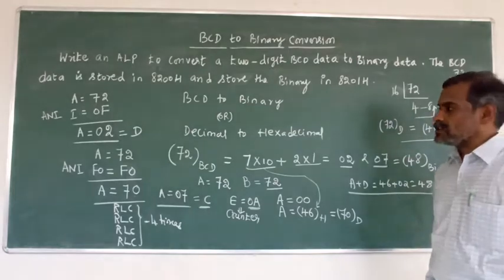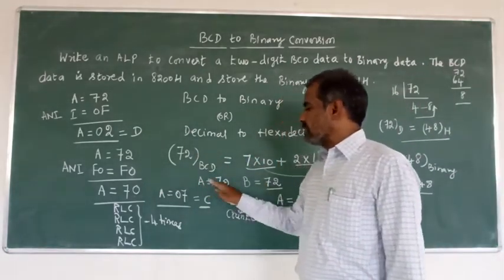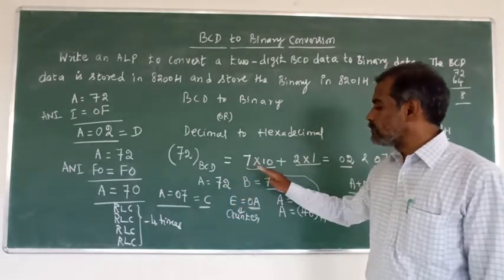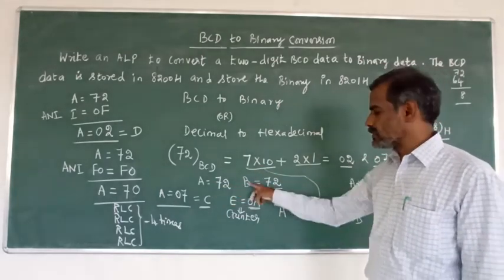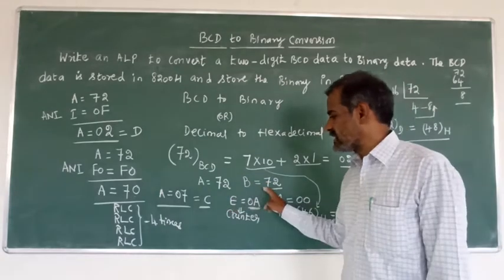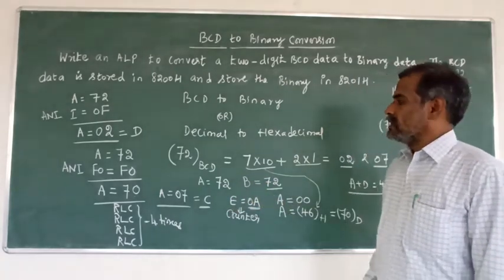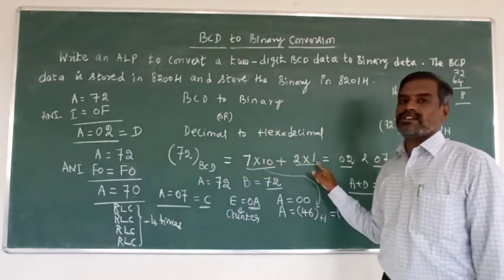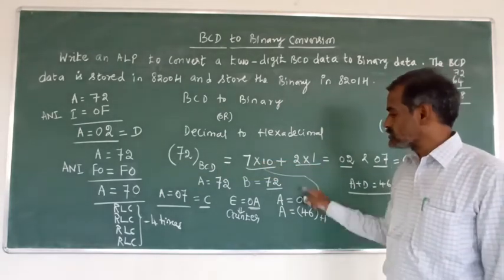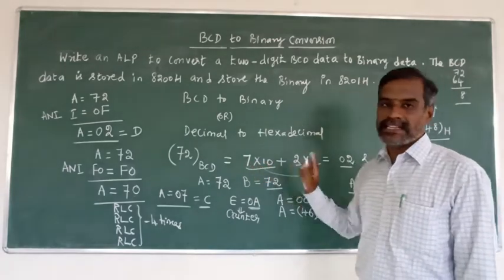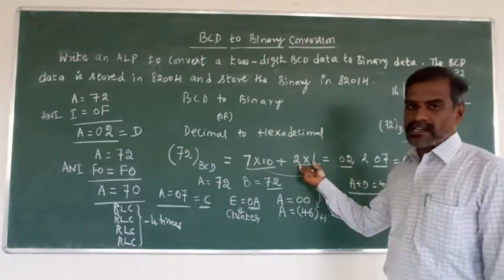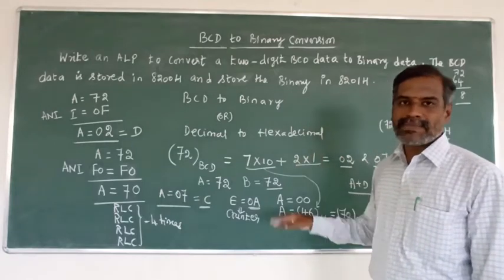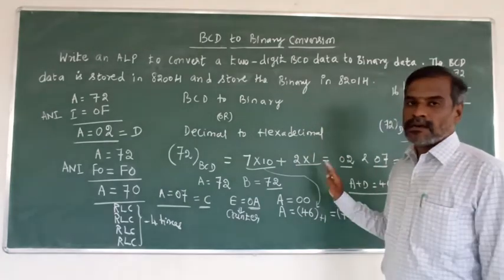Okay. First we have to load the data in accumulator. The accumulator data we can move into some other register, suppose B register. Now accumulator and B register have the same data. Here the 72 we can write as 7 into 10 plus 2 into 1's format. That is 2 1's and 7 10's. First 2 into 1. Whatever data we multiply with 1, we get the same result, so no need to multiply.